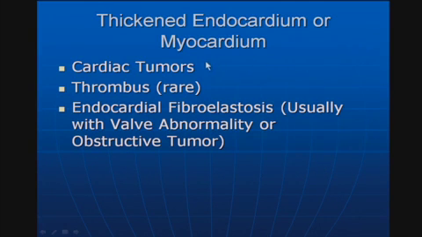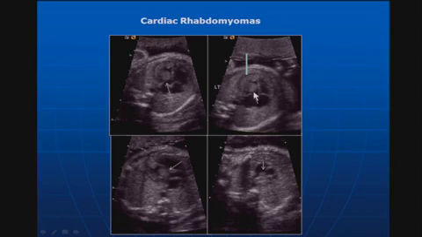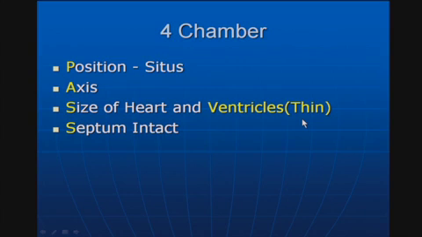Cardiac tumors also cause endocardial fibroelastosis because there's usually some obstruction to outflow by that tumor. So these two can occur together, as in this case. So multiple left-sided cardiac tumors, rhabdomyomas, but there's endocardial fibroelastosis as well, shown by this very thickened wall of the left ventricle.